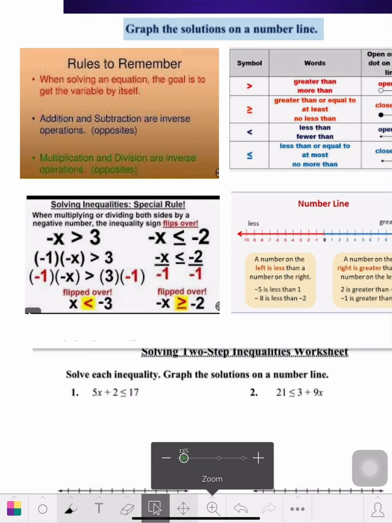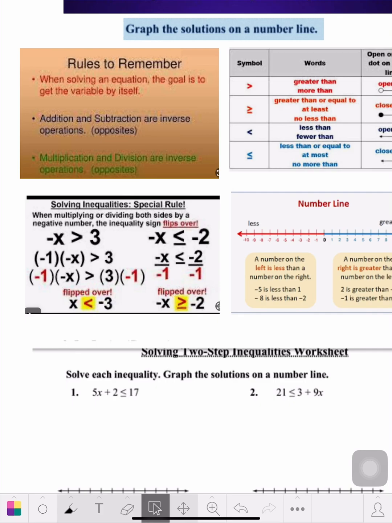Now, there's one little exception to this rule when you're solving inequalities. It's a special rule. If you multiply or divide by a negative number, you have to flip the sign. So if it's showing greater than and you divide by a negative number, or multiply by a negative number, you flip it over so it's showing less than. That's the special rule. That's the only thing that's going to change.